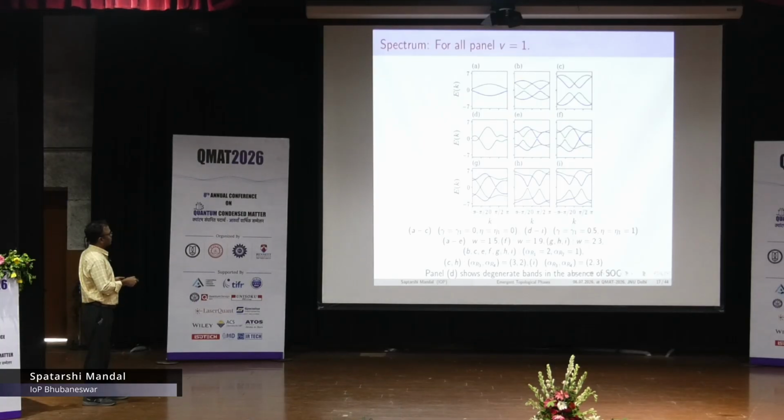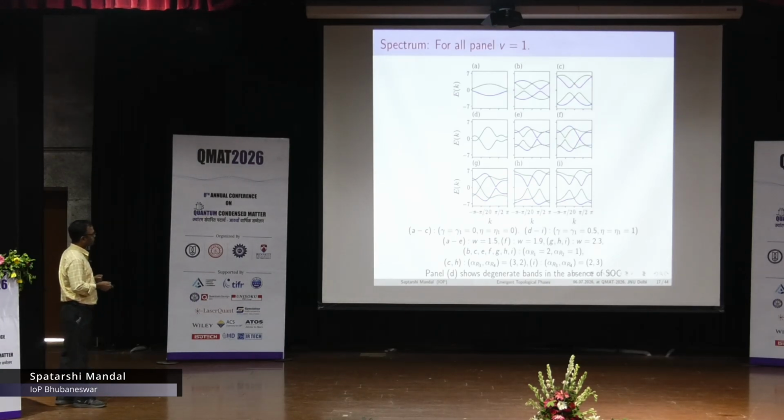So, in short, we go from a degenerate band to a non-degenerate band, but the key feature of time reversal symmetry remains intact. And then we again go to Dirac nodes, and those Dirac nodes develop an asymmetry in the presence of next-to-next-nearest neighbor hopping.